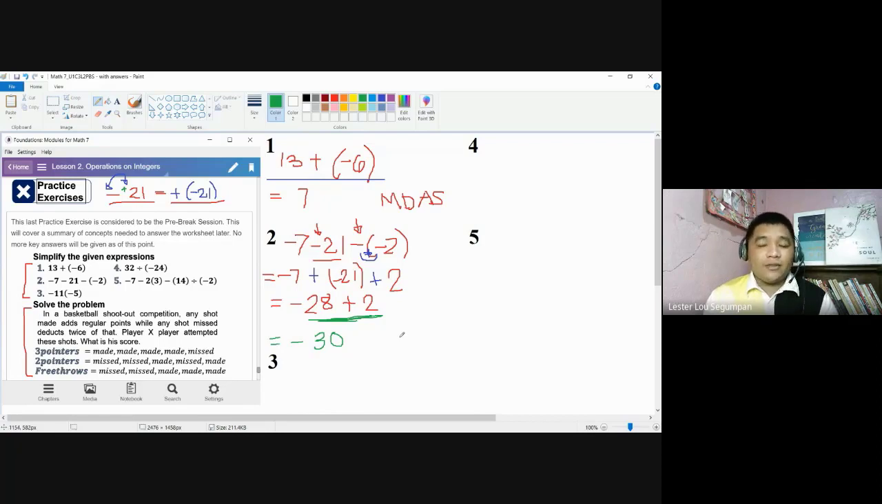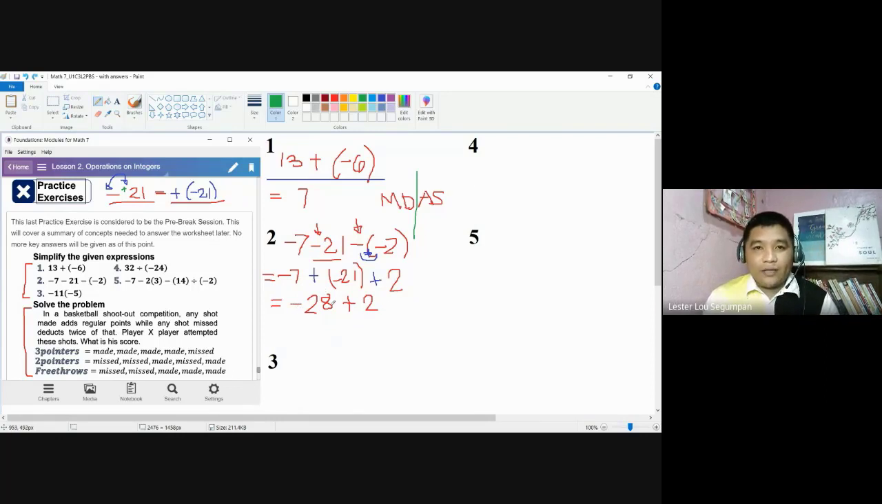This is the misconception for MDAS, because MDAS is not necessarily multiplication, division, addition, subtraction. It is better to call it multiplication, division, whichever comes first, and then addition, subtraction, whichever comes first. Addition does not necessarily have to be used first before subtraction, but whichever comes first. Because if you do, you will make this mistake.